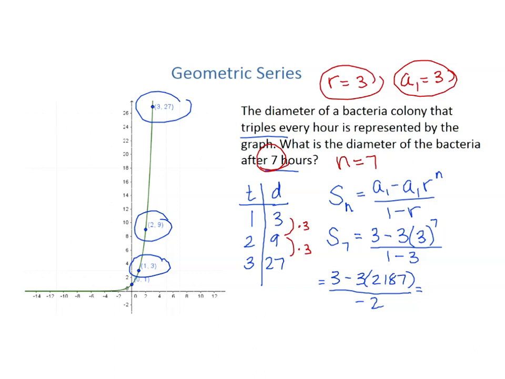And now I'm going to do the top. 3 minus 3 times 2,187 equals, and I got negative 6,558 over negative 2. And I'm going to put that over here. Divide that by negative 2. And I get 3,279. So that is the diameter. And it didn't really tell us what units, so maybe millimeters, I would guess. And that's it.